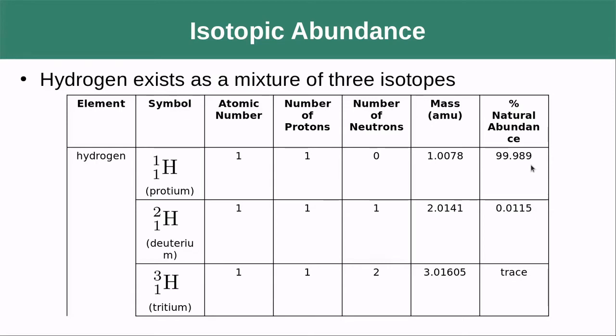So 99.989% of the hydrogen you come across is going to be protium. Only 0.0115% is going to be deuterium. And tritium is so rare that it's difficult to say even how much there is. We barely ever see any tritium.